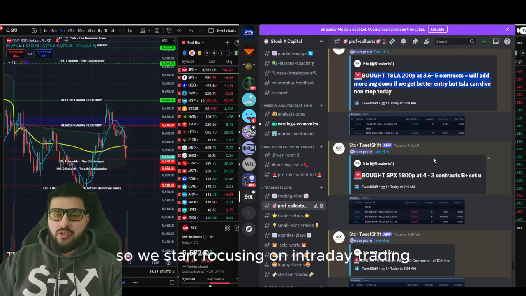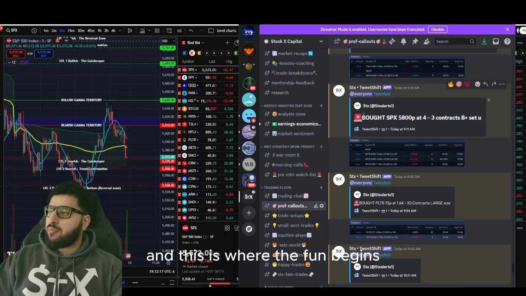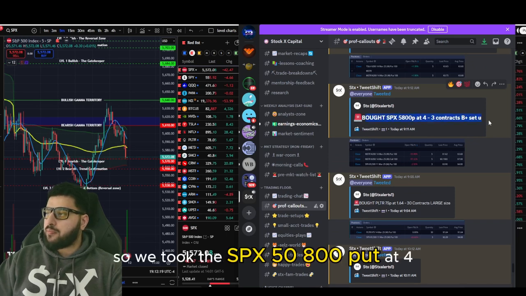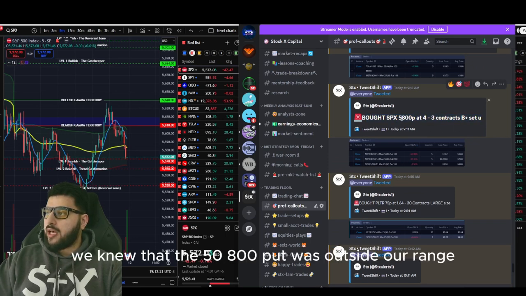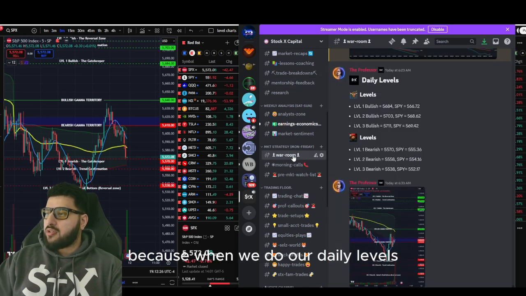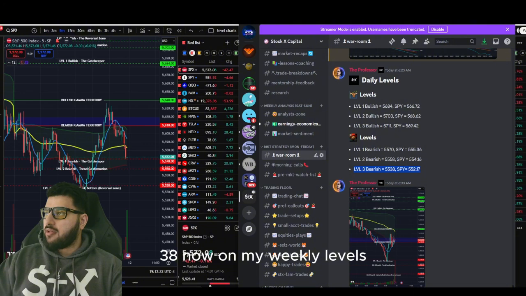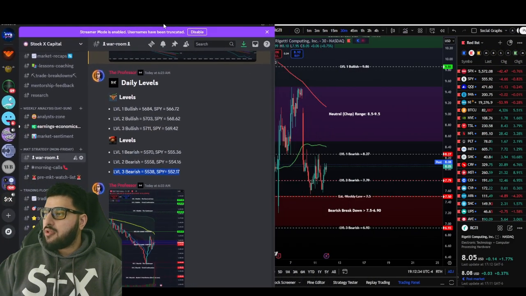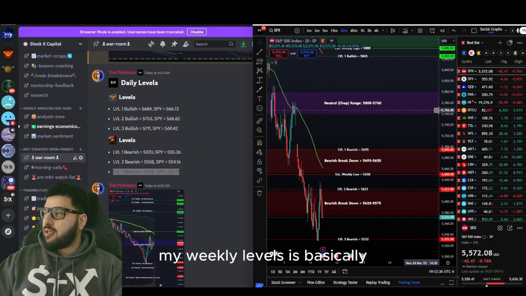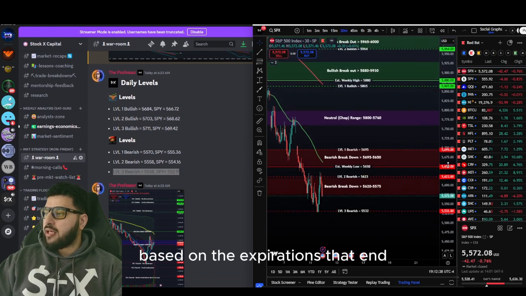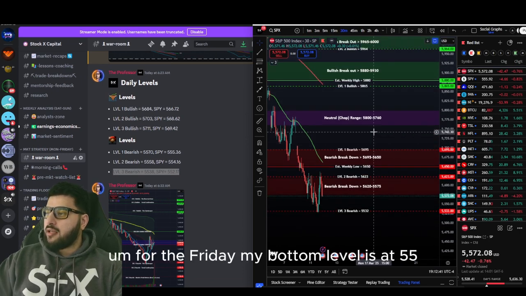So we started focusing on intraday trading, and this is where the fun begins. We took the SPX 5800 put at 4. We knew that the 5800 put was outside our range, because when we do our daily levels, our maximum range this week was at 55.38. Now my weekly levels are basically based on the expirations that end for Friday. My bottom level is at 55.32.